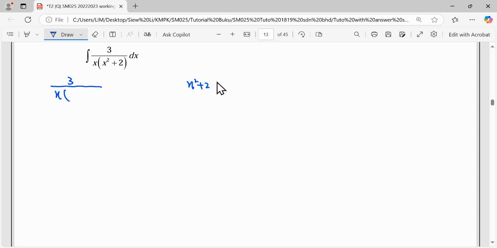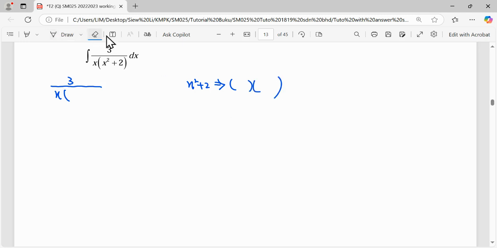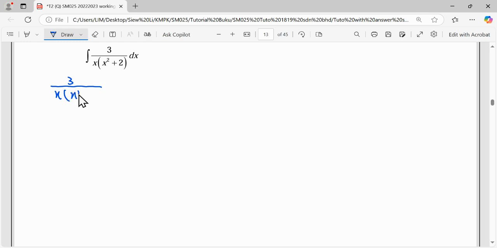For x squared plus 2, we try to factorize whether we can get two factors. As you can see, when you press the calculator, an imaginary unit comes up, which means that this quadratic cannot be factorized anymore. So this is a quadratic factor. Then we're going to split according to the factors: linear x, and another one, x squared plus 2.